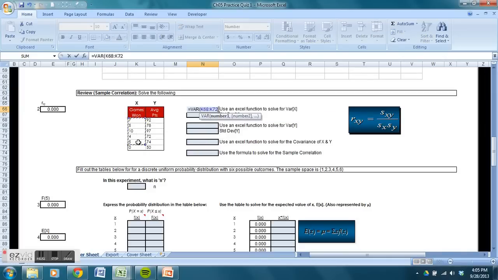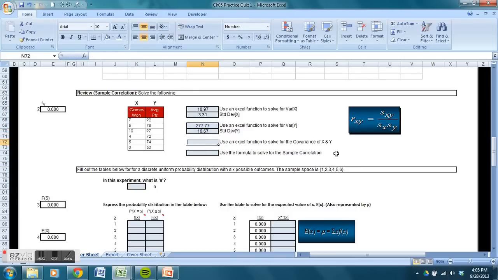Variance, include that guy. There we go. Variance of x, standard deviation. Always the variance to the 1/2 power or the square root of x. Same thing for y. We can use the var function, whatever you want to call it, to the 1/2 power. Same thing, doesn't matter.